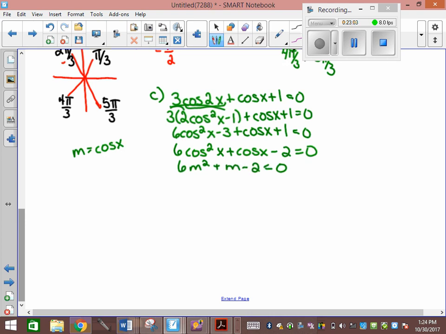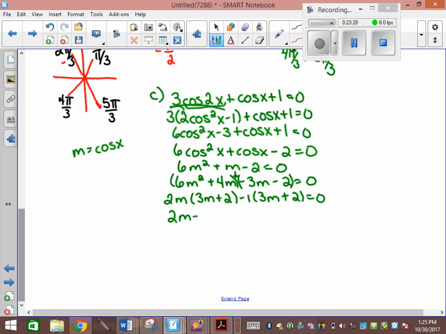What multiplies to give you negative 12 and adds to give you 1? So it's going to be 6m squared plus 4m minus 3m minus 2 equals 0. Group. You take out a 2m and you're left with 3m plus 2. You take out a negative 1 and you're left with 3m plus 2. And so your factors are 2m minus 1 and 3m plus 2. And so you get m equals a half when you solve that one out, and then you get m equals negative 2/3. And m happens to be cos.